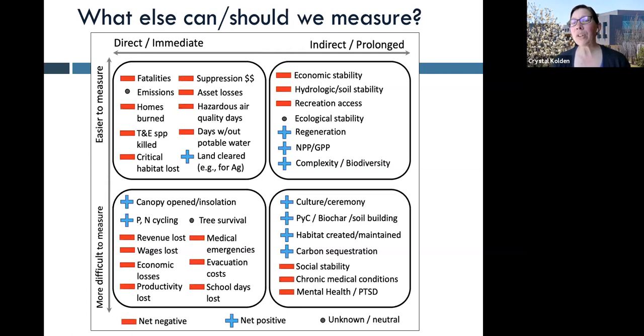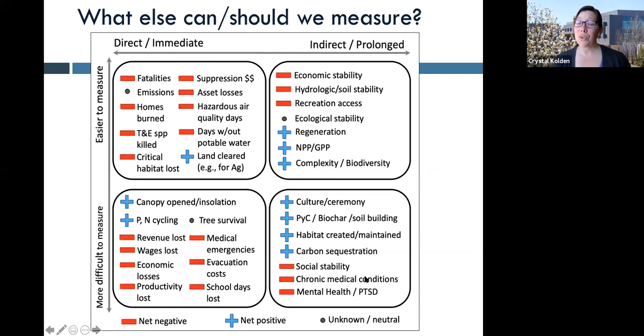When we look at some of the more prolonged impacts, right? Obviously, hydrologic and soil stability. As I mentioned, on the 2017 Thomas Fire, the biggest fatality event was associated with the actual mud flow after the fire, right? So soil stability is something that we know is important. It's difficult to measure long term. Things like recreation access. In a year like this, the potential for lost ability to recreate was pretty substantial.